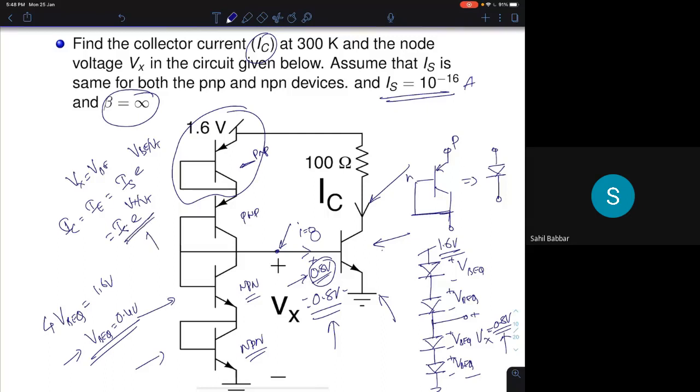That's it. Is is given to you. Vt you know at 300 Kelvin. So you can calculate the collector current. Vx you know, which is 0.8 volts. You can calculate it.